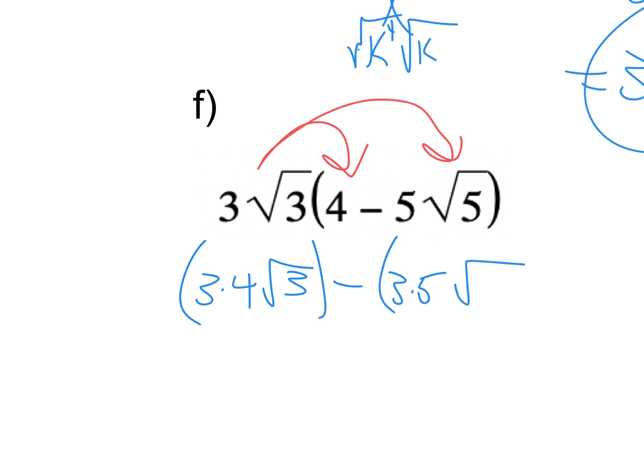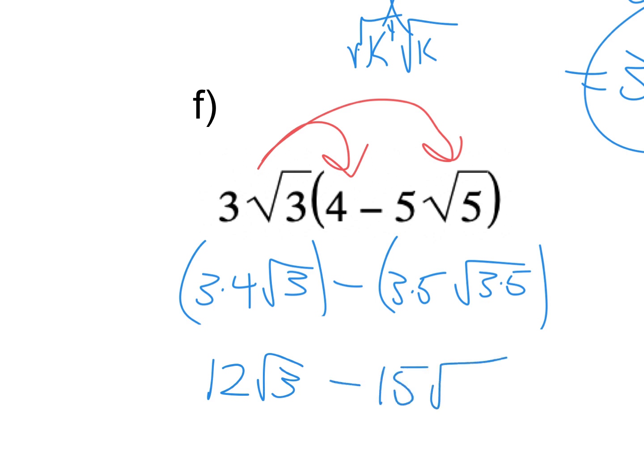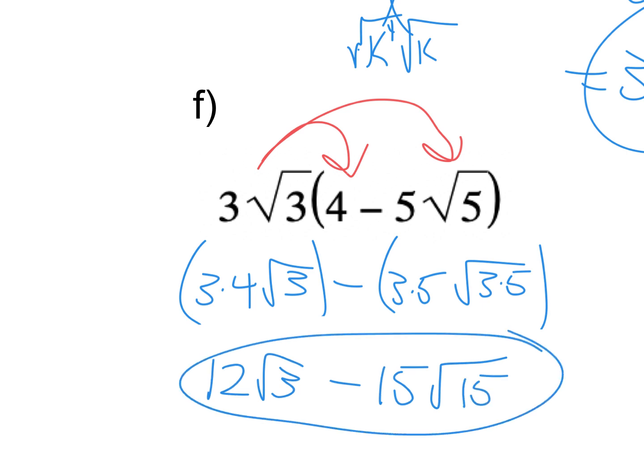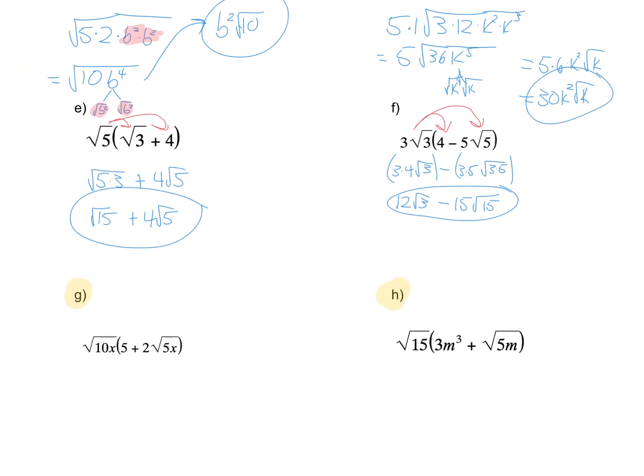And then I multiply what's underneath the square root. So that's also 3 times 5. So this 3 times this 5 is here. But then the square root of 3 times the square root of 5, that's what's underneath the square root here. So now we can simplify this. So 3 times 4 gets me 12, and I still have the square root of 3. Minus 3 times 5 gets me 15, and then my square root is going to be 3 times 5, which is 15. And those square roots cannot be simplified anymore, and we do not have any like terms, so they cannot be combined.